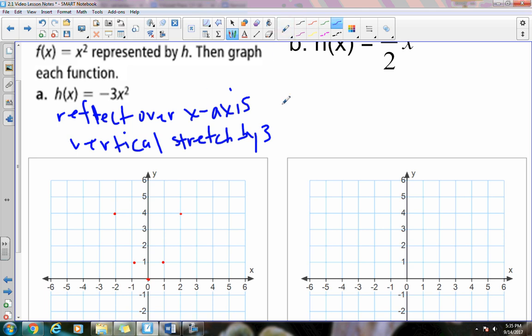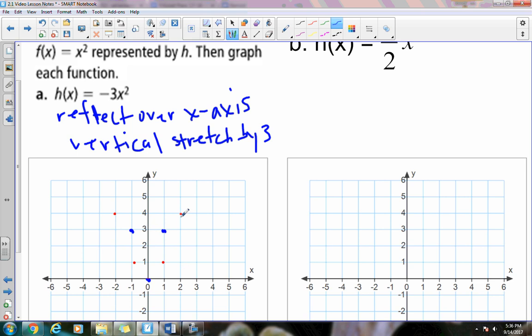Oops, I'm going to go to blue. That's my transformed. I'm going to use blue for the vertical stretch of 3 first. Then I'm going to reflect all the points. So this distance from the x-axis is 1. If I multiply that by a factor of 3, because I'm vertically stretching this 3, 1 times 3 is 3. So it's going up 3 boxes instead of 1. This vertical distance from the x-axis is 1. 1 times 3 is 3. So it goes to 3.